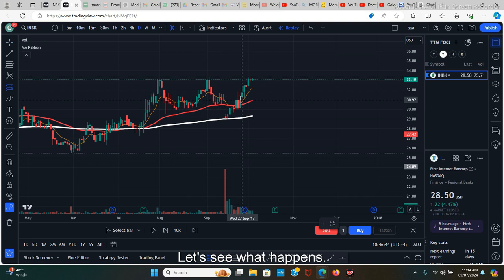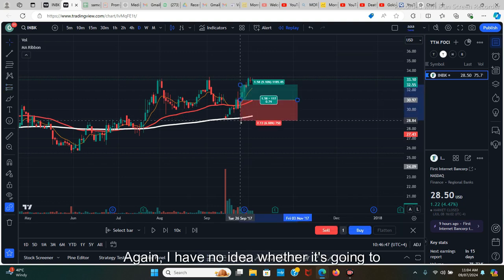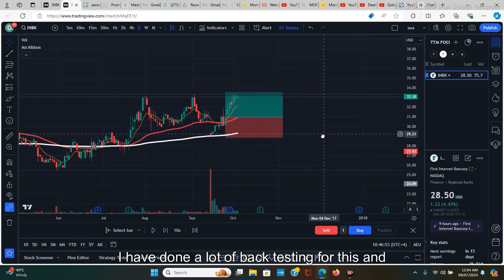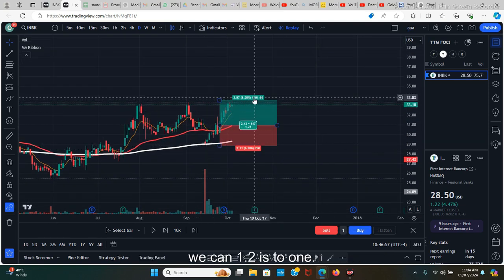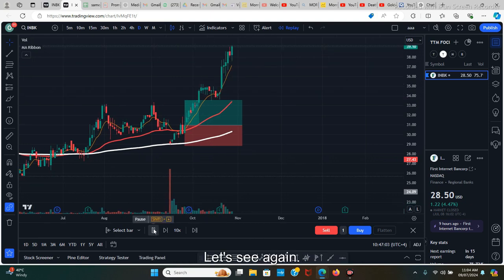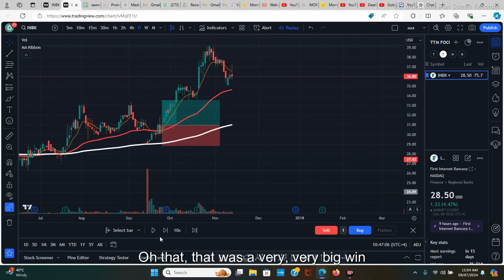Let's see what happens. Again, I have no idea whether we're going to win this or not, but I have done a lot of back testing for this, and we can get 1.2 to 1. We have not yet won it, and we win it. That was a winner. Let's see again. Oh, that was a very, very big winning trade.